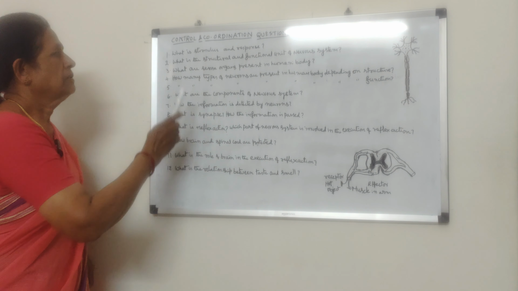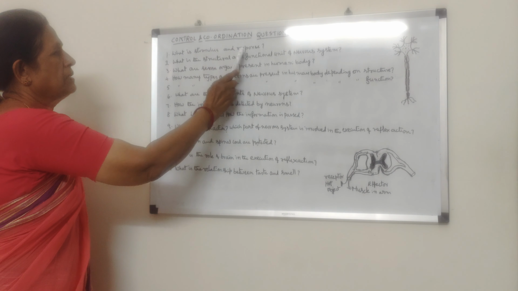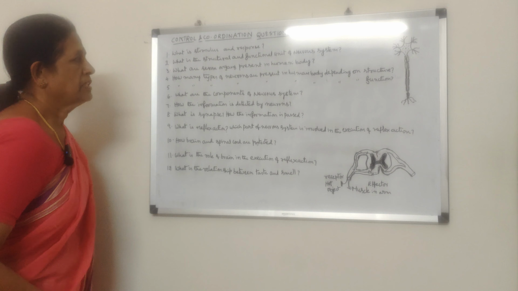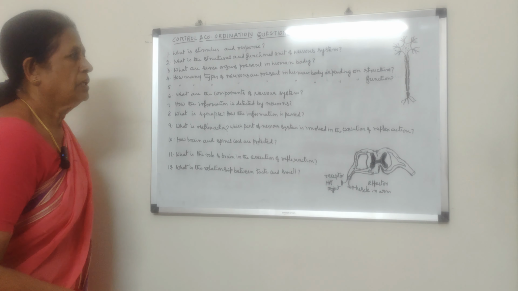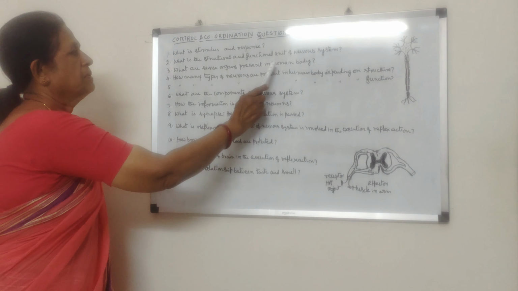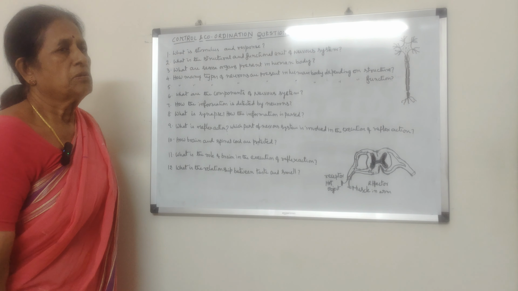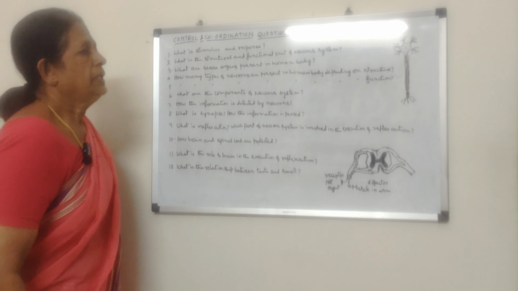So these are all the questions. What is stimulus and response? Change in the environment is called stimulus. Acting according to the stimulus is called response. The structural and functional unit of nervous system is neuron or nerve cell. Sense organs present in human body are 5 sense organs: eyes, ears, nose, tongue, and skin. How many types of neurons in the human body?